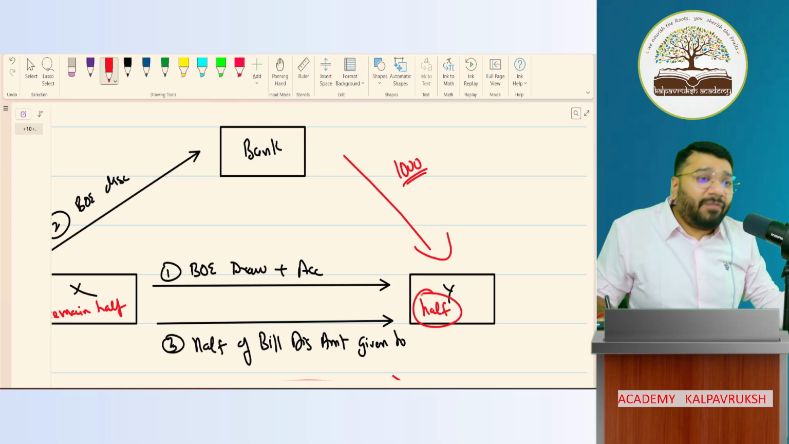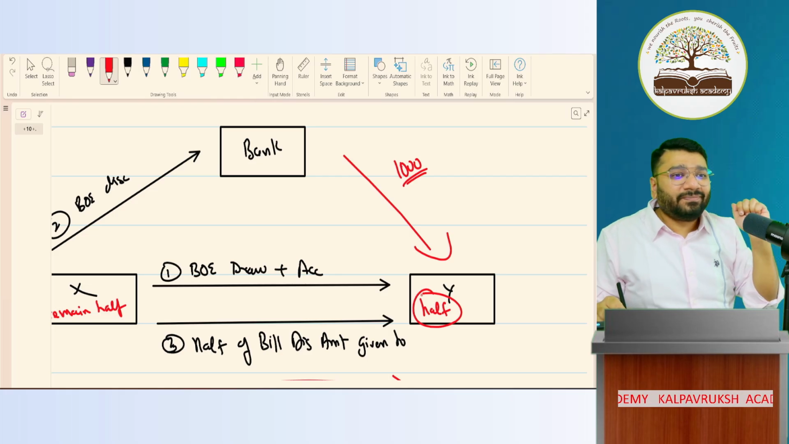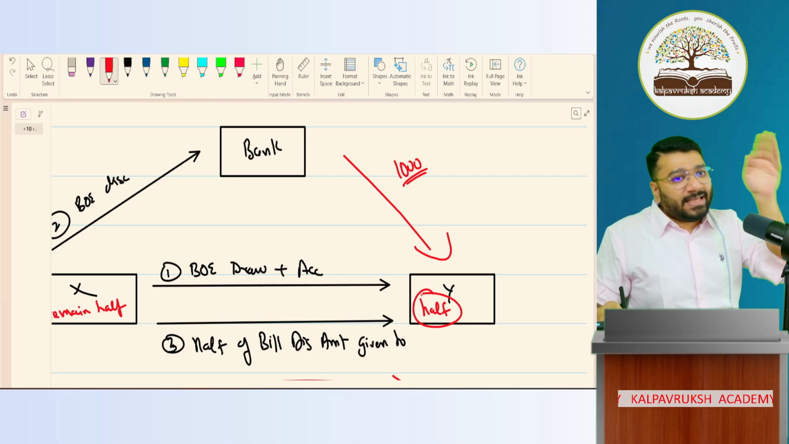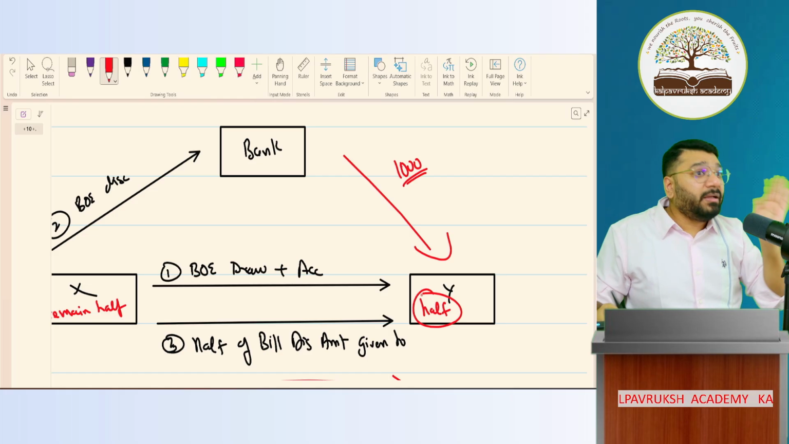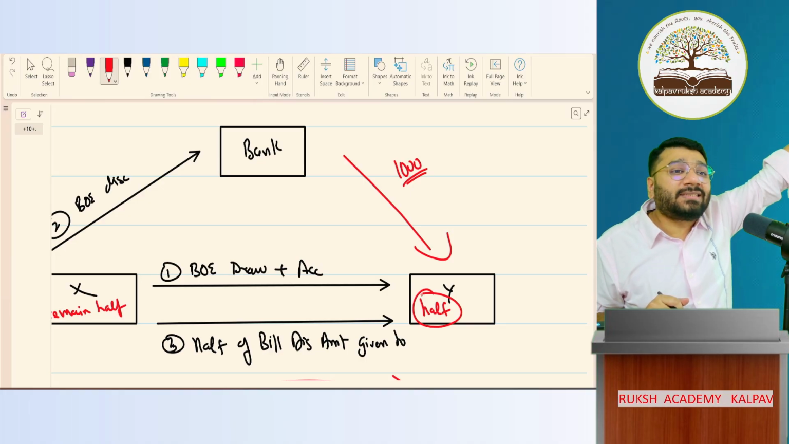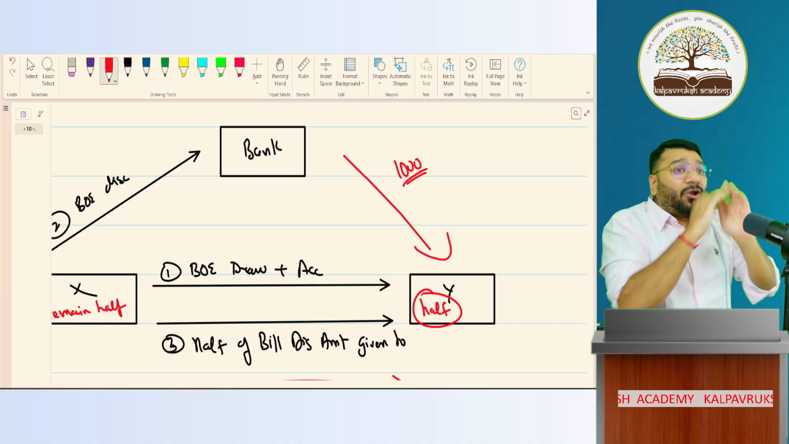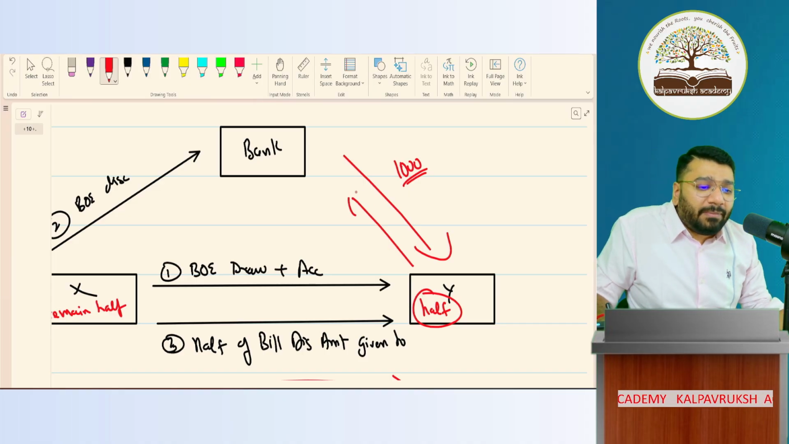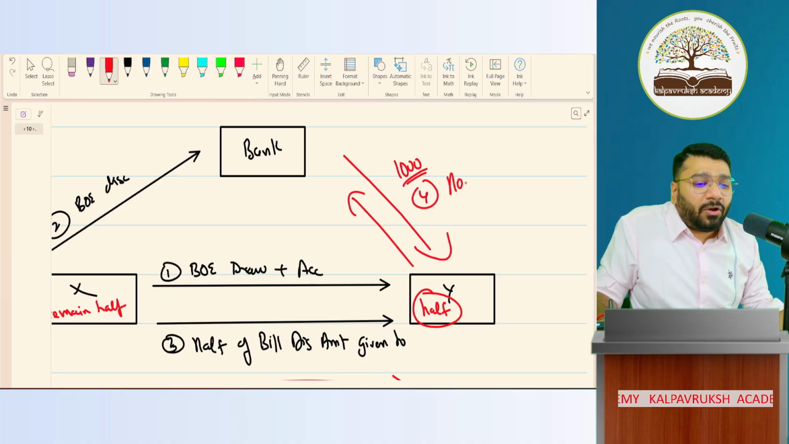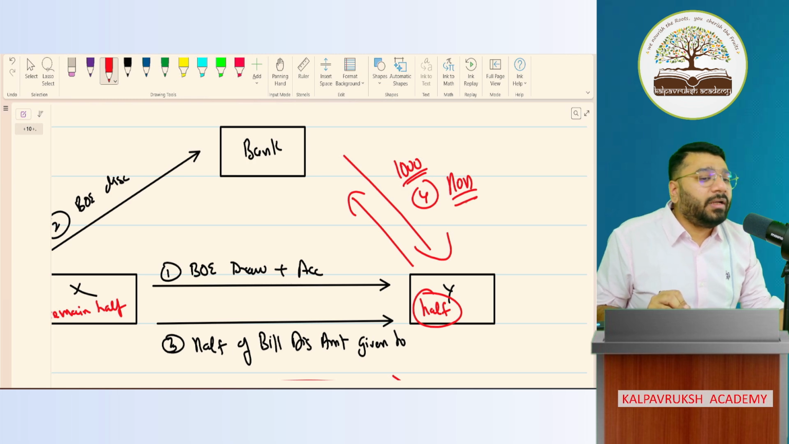Half the money which he has enjoyed, he has got it. So that money he will pay. Remaining half is with whom? X. So Y will receive that from X. Now Y has the total amount and with that he'll make the payment to the bank. Honouring of bill. Got it, not got it?